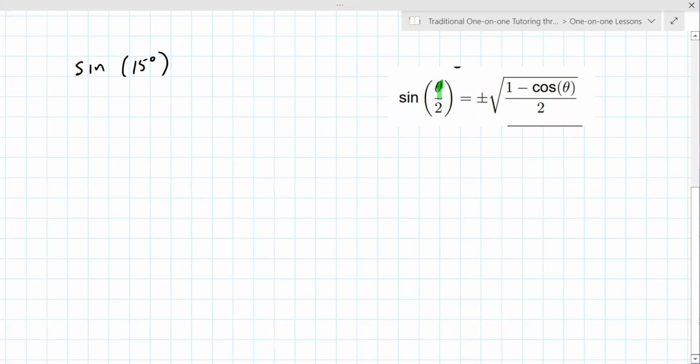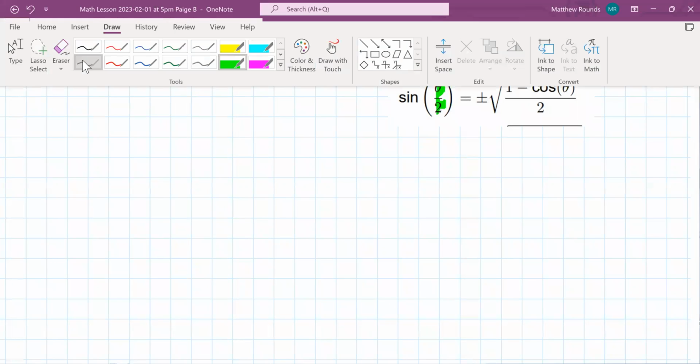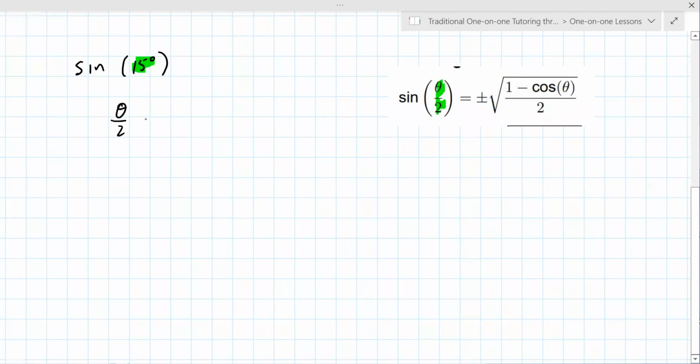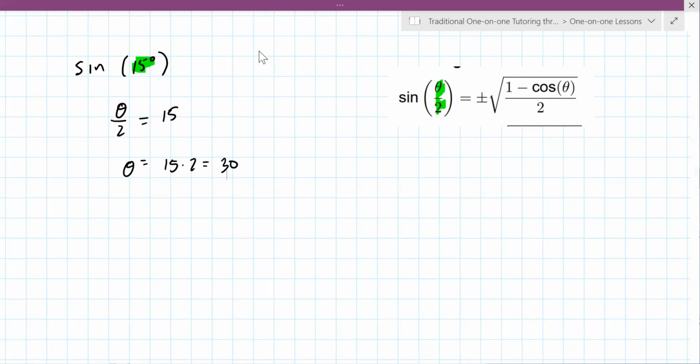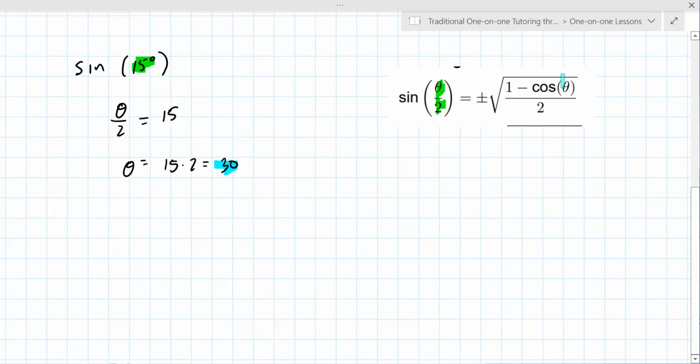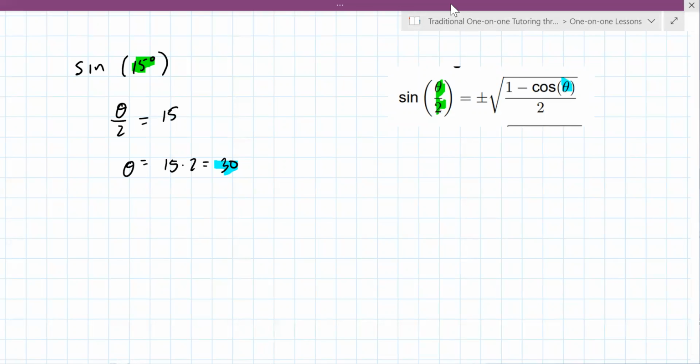So what you can do is set this part equal to this part. You can set theta over 2 equal to 15, or, like I was showing you earlier, you kind of know it. You're like, oh, it must be 30. 15 times 2 equals 30. So that theta is really important, because that's what's going to end up going into this formula over here on the right.